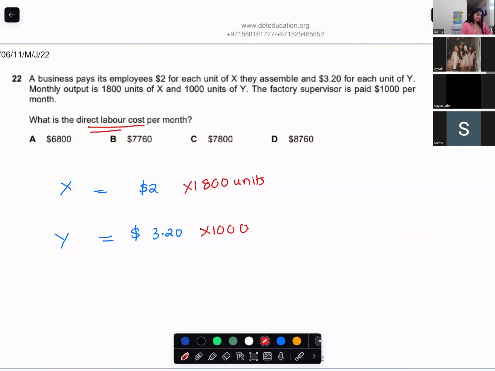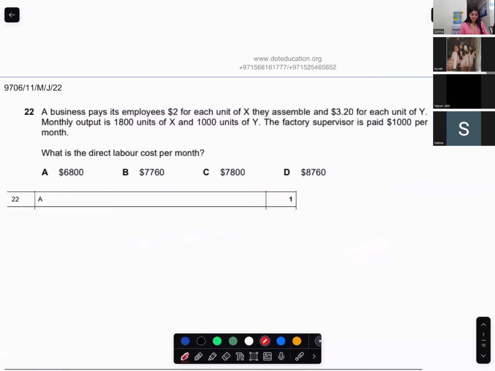What is direct labor cost? It's the cost related to the production of the goods, something that is directly related to production. So will the factory supervisor cost come in? No. So for X, what is the direct labor cost? 3,600. And for Y? 3,200. So total direct labor cost? 6,800. Okay. Go ahead.